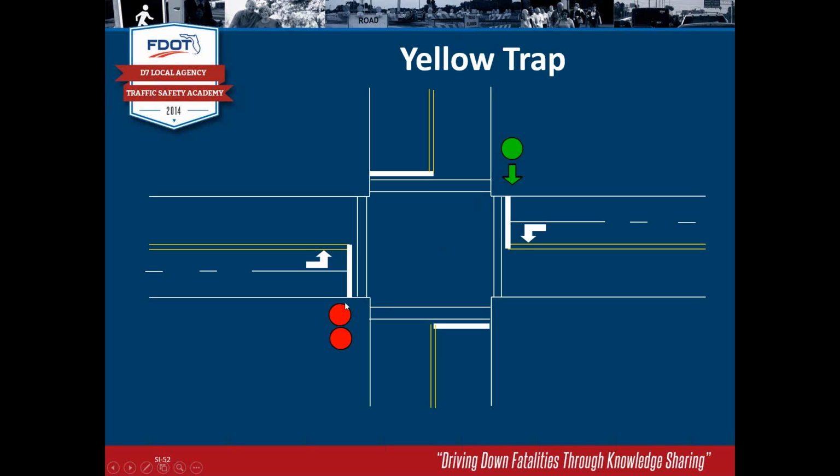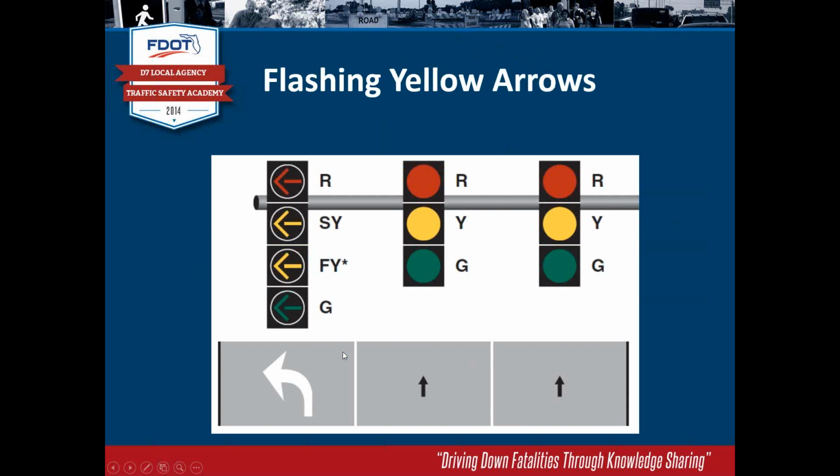So I could have this guy, the eastbound left turn, continuing to see flashing yellow while the through that's right beside him sees the red. He still knows by virtue of the flashing yellow that he's yielding to oncoming traffic, and so flashing yellow really can help solve that problem of the yellow trap if you use your flashing yellow properly.